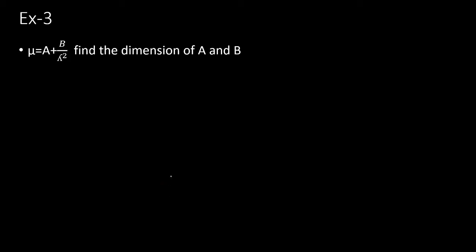A question is given here. The question is mu equals A plus B by lambda square. Find the dimension of A and the dimension of B. So what we have to find out is the dimension of A and B. Okay, clear?